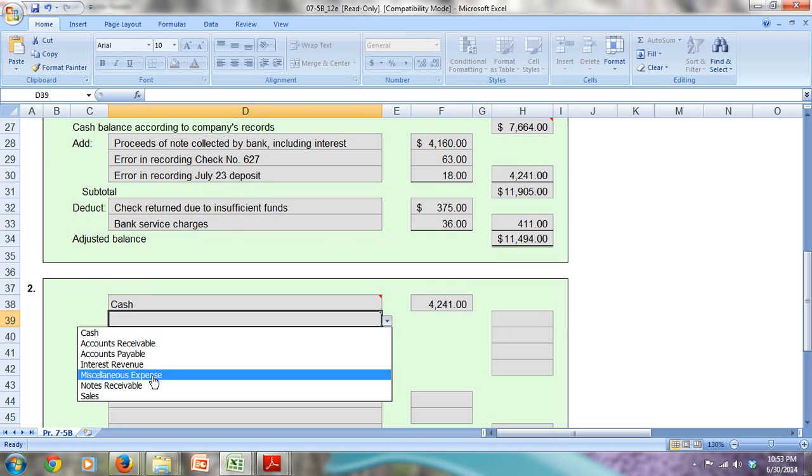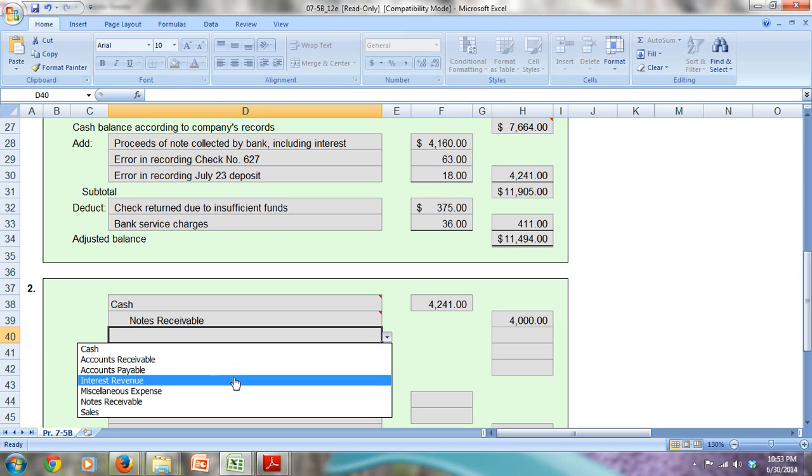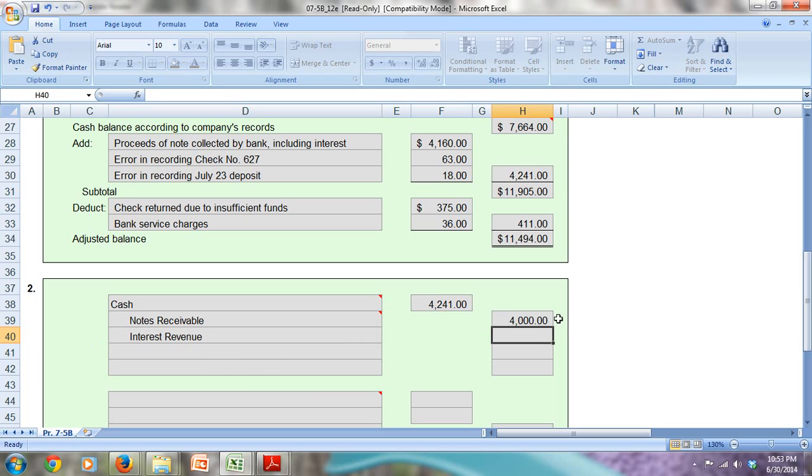So one is the note receivable, and we're going to put the principal amount in because that's the amount we would have credited to notes receivable. So that credit decreases the amount that the customer or whoever owes us money. Okay, but we have to account for the interest component also, so that's going to be to interest revenue. The interest portion that they paid us, that's a revenue account, and so that should be $160.